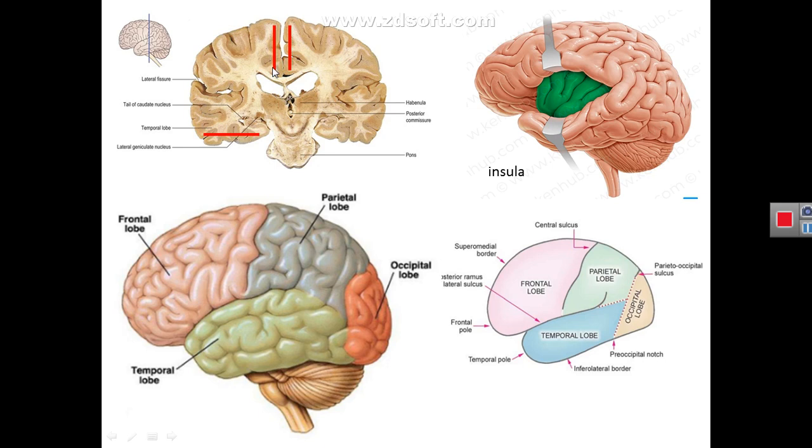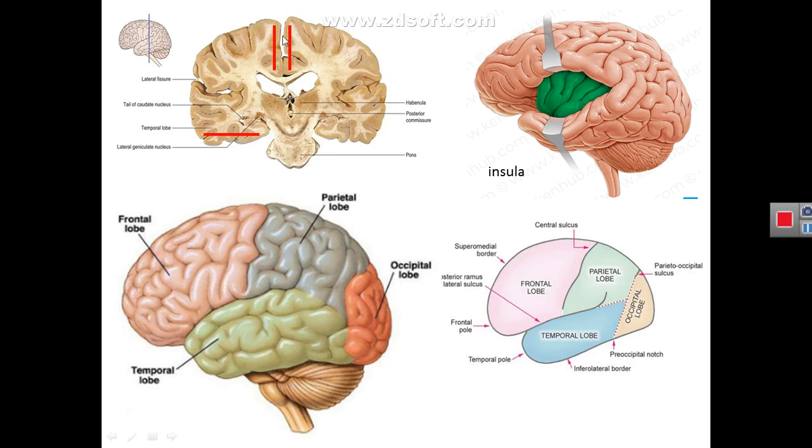Also, the coronal section shows that each of the cerebral hemispheres has three surfaces. This is the medial surface. Of course, this is the medial surface of the opposite hemisphere. This is the inferior surface, and this is the inferior surface of the opposite hemisphere. Between the medial surface and the inferior surface is a large superolateral surface. So the three surfaces are medial, inferior, and superolateral surface.